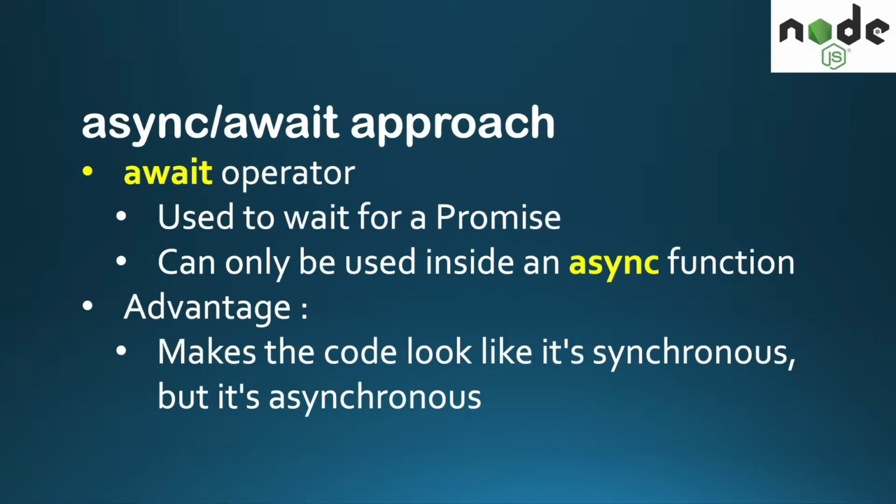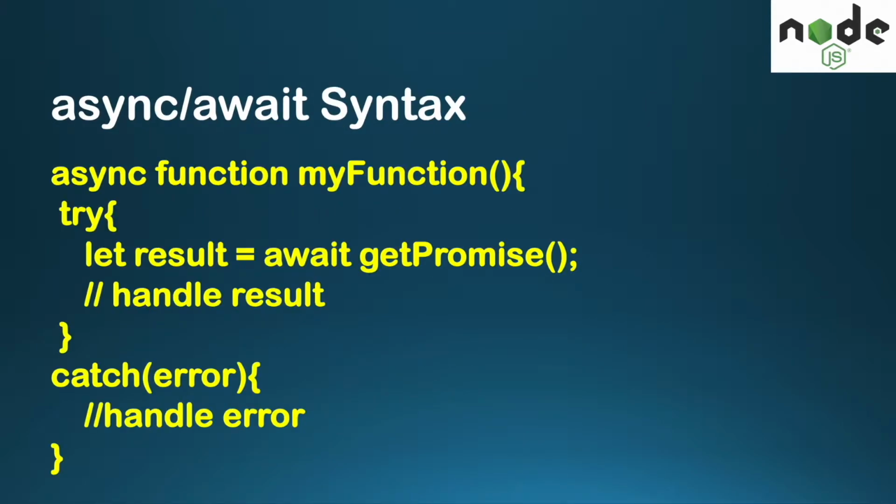What are the advantages of using an async await approach? It makes the code look like it's synchronous, which makes it far more readable, but it's actually asynchronous code. As we go through the examples and the exercises, you will realize this power and the simplicity of the async await approach. So how does the syntax look like?